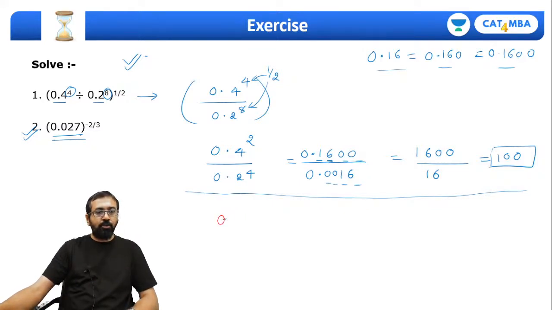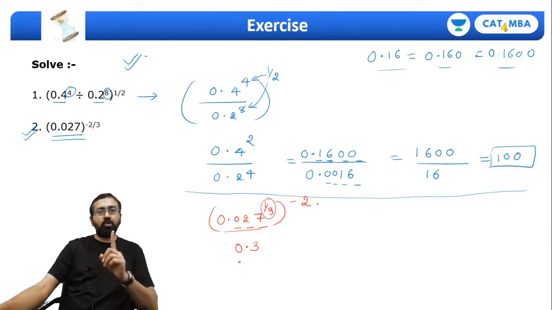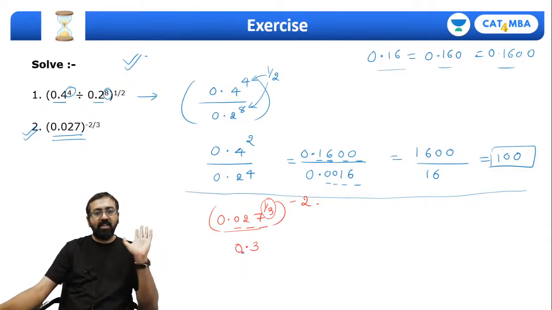So let me just solve it over here. 0.027 raised to minus 2 by 3. As I mentioned earlier, minus 2 by 3 can be split as 1 by 3 whole raised to minus 2. Very simple. Now, this 1 by 3 power means we need to take the cube root of this number. What is the cube root of 27? It's 3, and since there are 3 digits over here, my cube root will have just 1 digit. So the cube root of 0.027 is 0.3. As simple as that. Whole raised to minus 2.